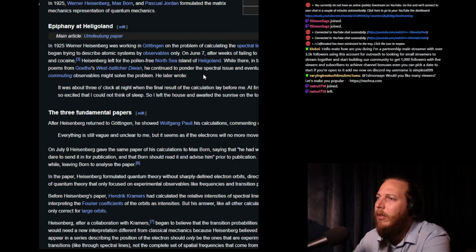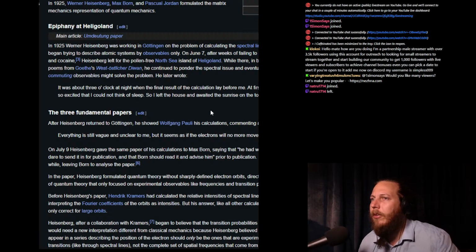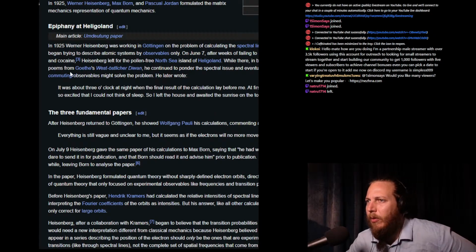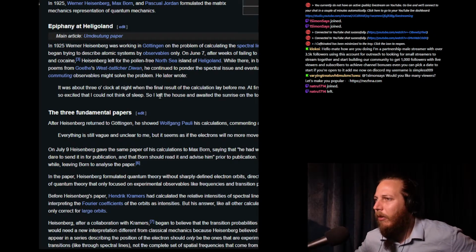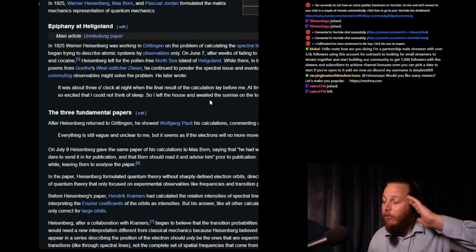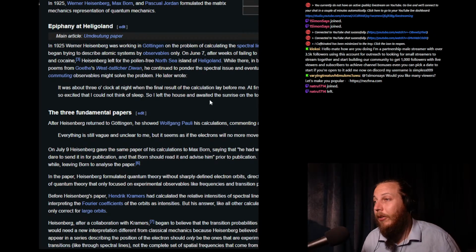he continued to ponder the spectral issue and eventually realized that adopting non-commuting observables might solve the problem. He later wrote, "It was about 3 o'clock at night when the final result of the calculation lay before me. At first, I was deeply shaken. I was so excited that I could not think of sleep, so I left the house and awaited the sunrise on the top of a rock." Man, scientists used to be so cool. Like, physicists, right?